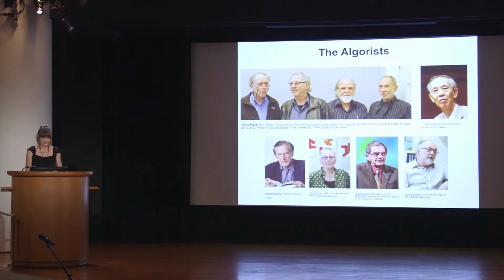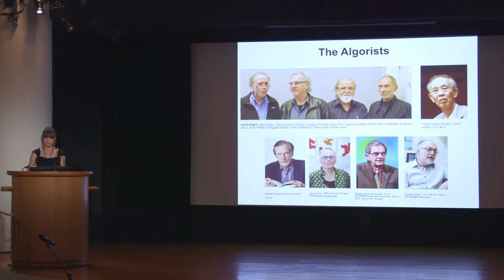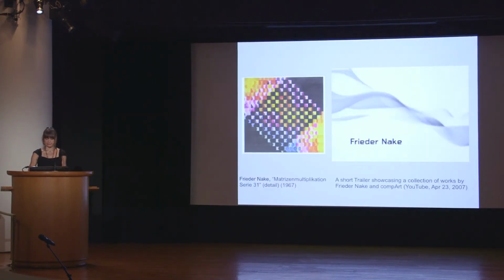So in the 60s and 70s, you saw a lot of the work by the so-called algorists: Manfred Mohr, Roman Verostko, Frieder Nake, Vera Molnar, Chuck Csuri, Harold Cohen. People who only right now receive the attention for their work and lifetime achievement awards, but they were incredibly influential in pushing the medium of software-based art forward.